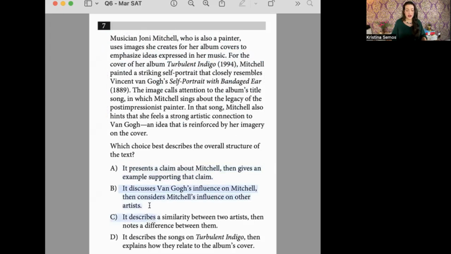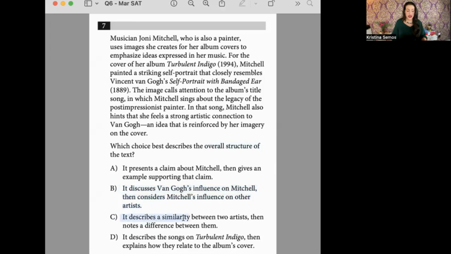It discusses Van Gogh's influence on Mitchell, then considers Mitchell's influence on other artists. First of all, I don't see this part anywhere. I don't see this text considering how Mitchell influenced other artists. And also, it discussed that Van Gogh did influence her, but it doesn't discuss how. And remember what I said, with these structure questions, we don't want to get too hung up on the details. So the fact that it's specifically talking about Van Gogh makes me want to double check it. You know what I mean? And I'm not going to go with B.